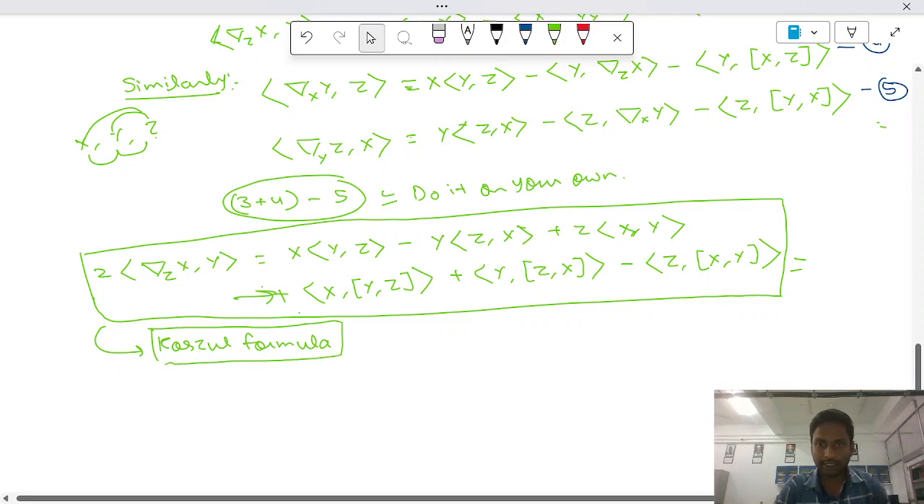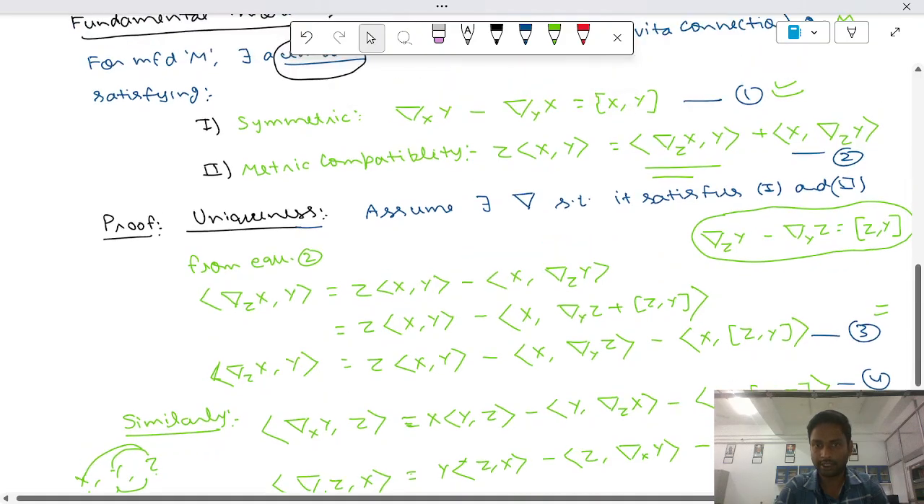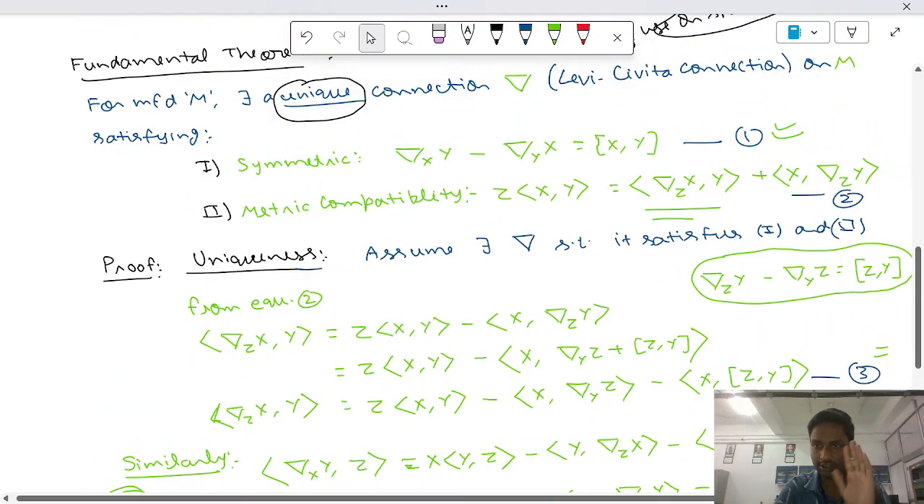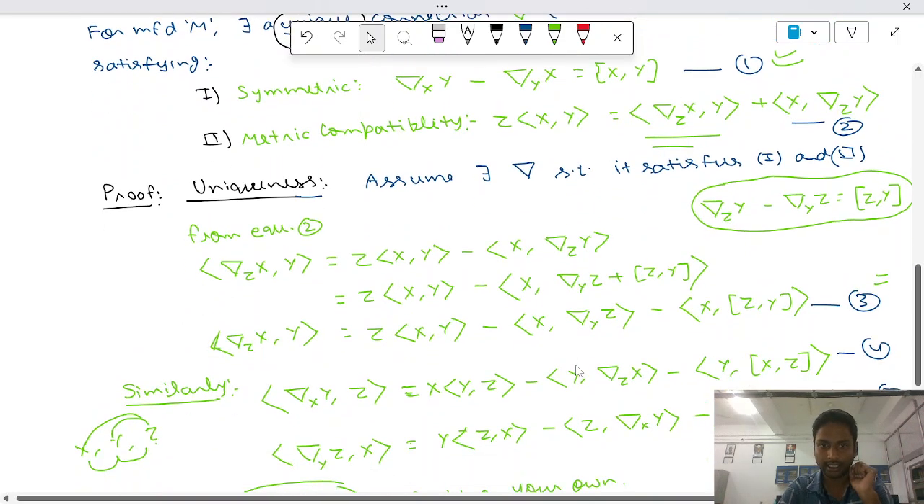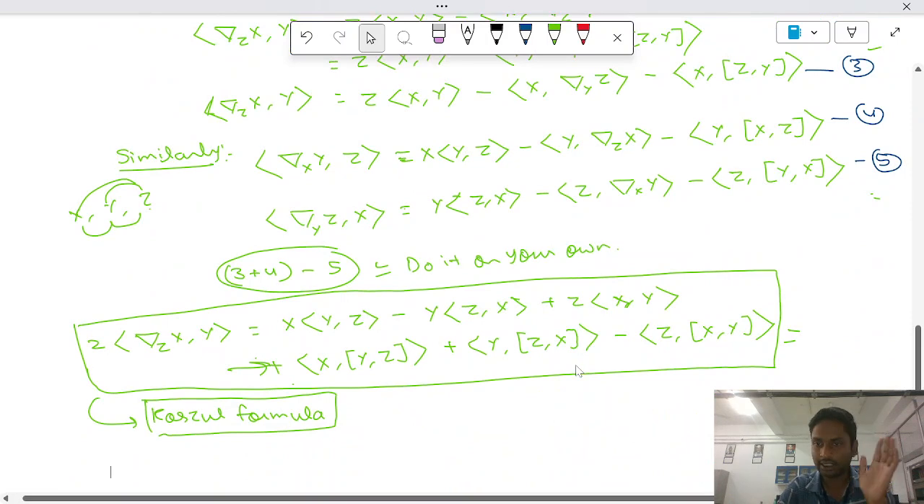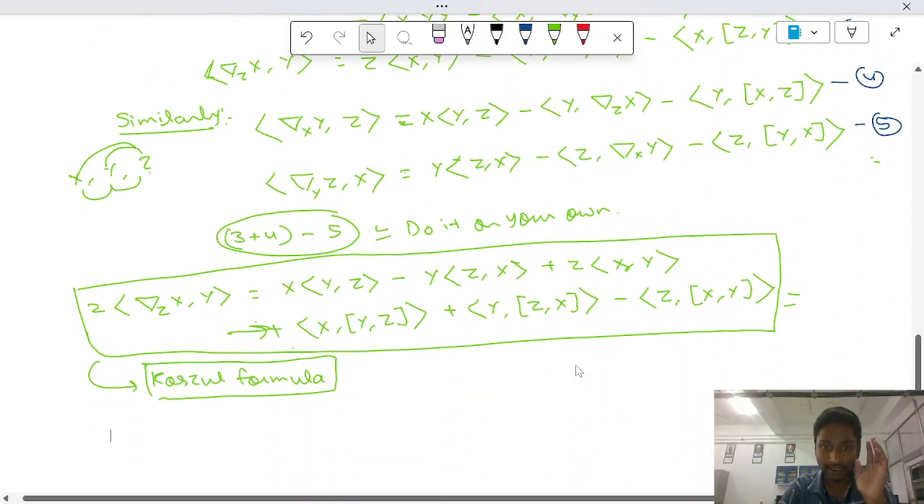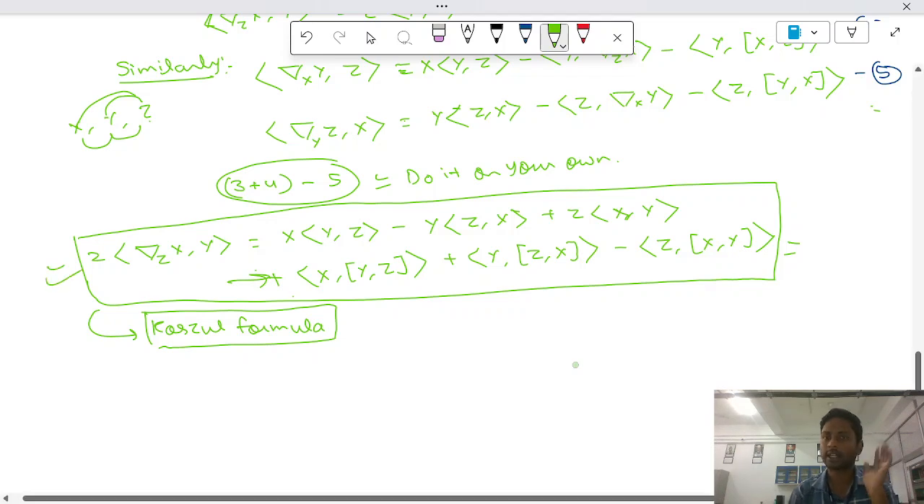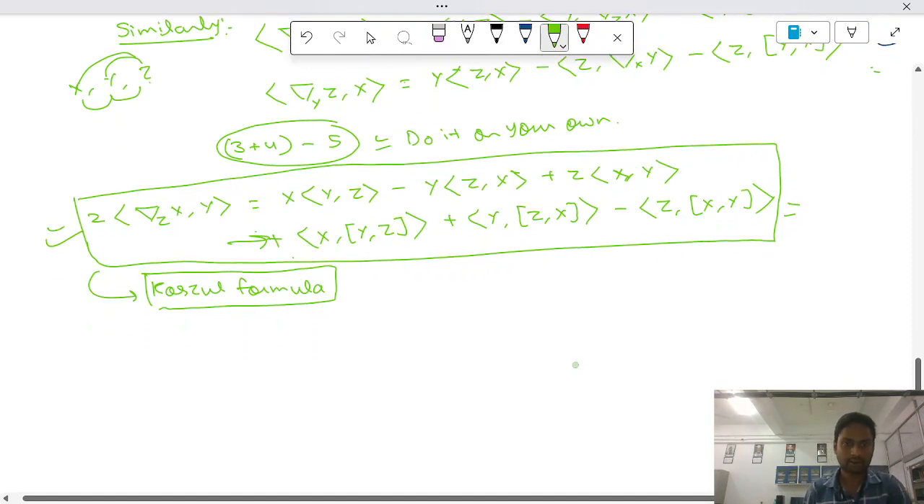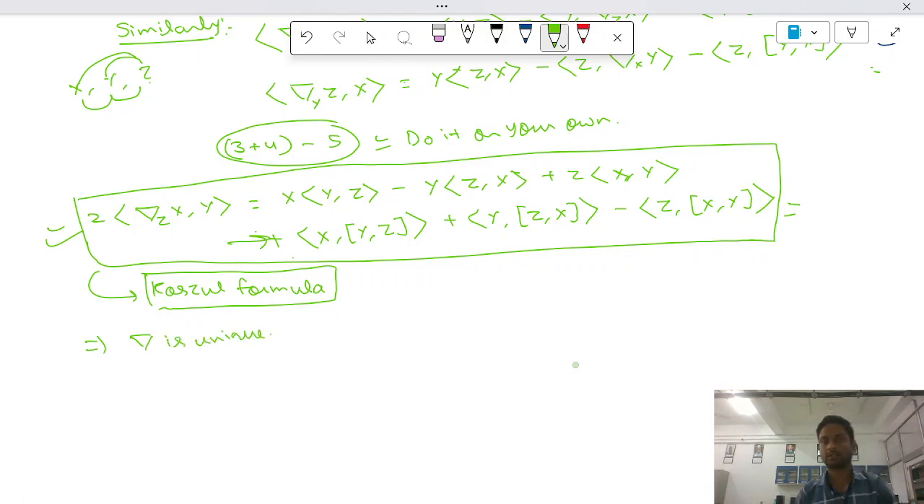What we did up to here is quite simple. We assumed that such a connection exists, that it satisfies the two properties, and then we did some calculation and got this formula. And this formula actually proves that our connection is unique. How? This implies that nabla is unique. But how do we know from this formula that nabla is unique?